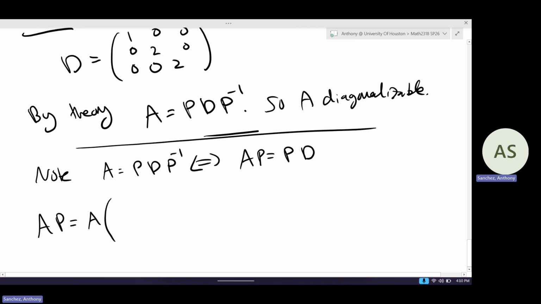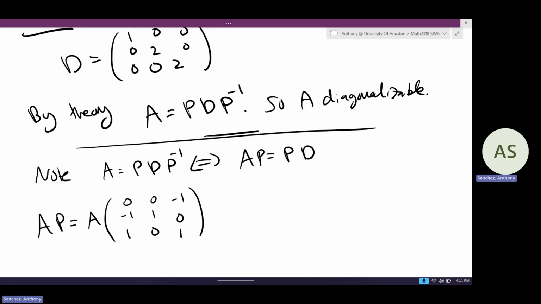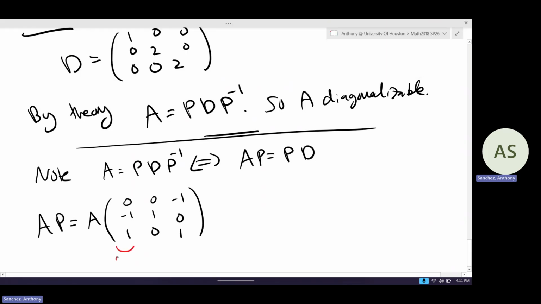P consisted of three eigenvectors. The eigenvector corresponding to 1, and then two eigenvectors corresponding to 2, right? So maybe it's worth writing that down. So this goes to lambda is equal to 1, and this right here goes for lambda is equal to 2.